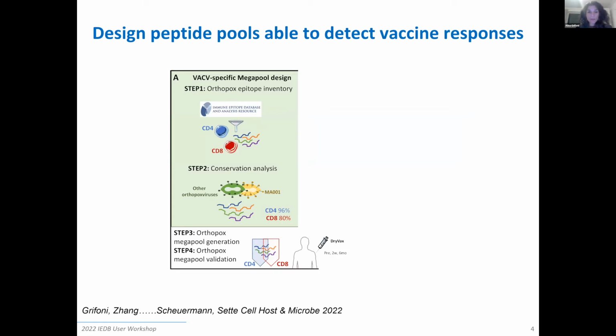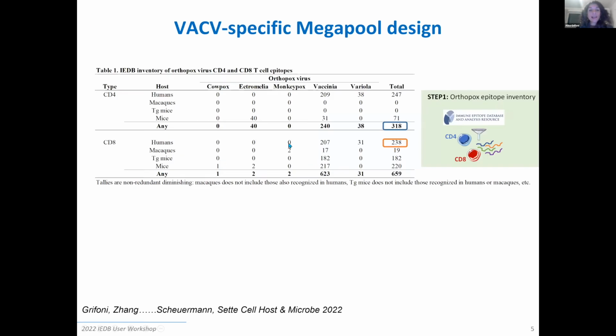vaccination or monkeypox infection. In terms of the first type of pool, we have been leveraging information already available in the IEDB database for different viruses of the Orthopox virus family, assuming that, considering the similarities between them, that could be a good starting point also potentially to detect the infection-specific T-cell responses. And so we did that.